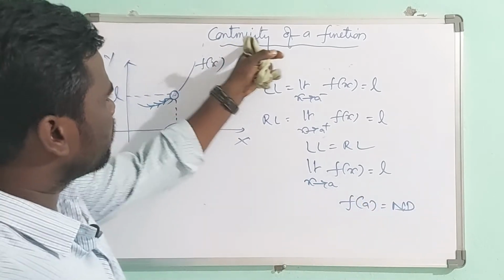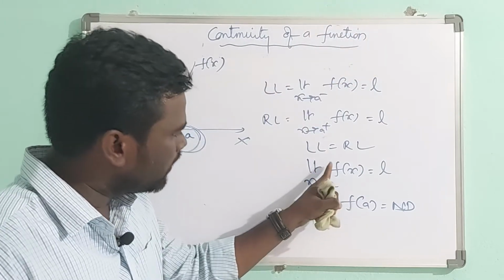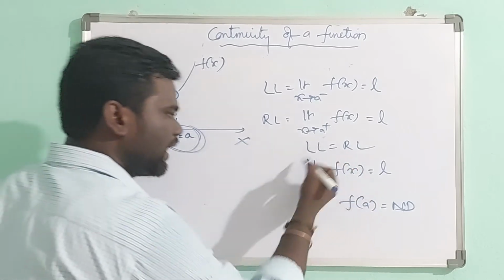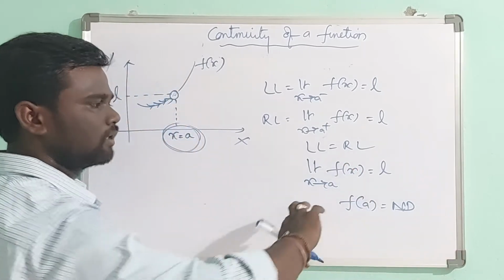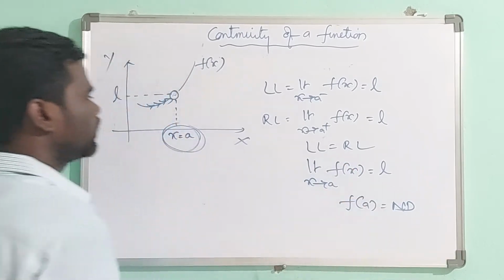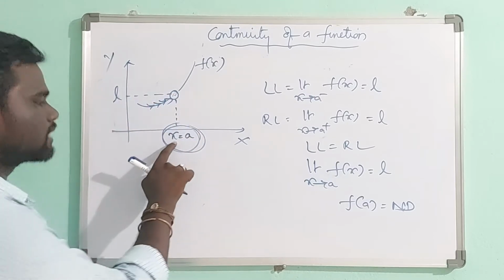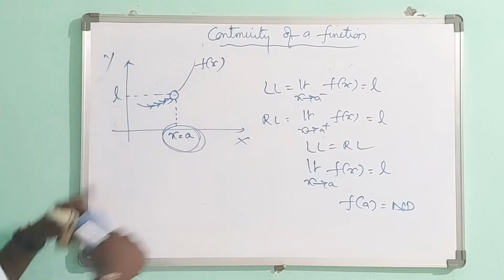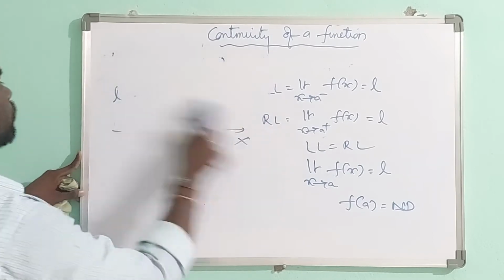So what is the continuity of a function? The limit value is equal to the functional value. But here the limit exists but the function is not defined, so these two are not equal, so the function is discontinuous at x equal to a. So this is one of the reasons for discontinuity of a function. Now the next case.